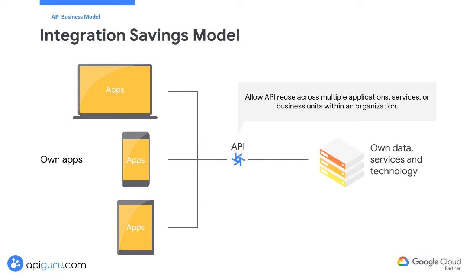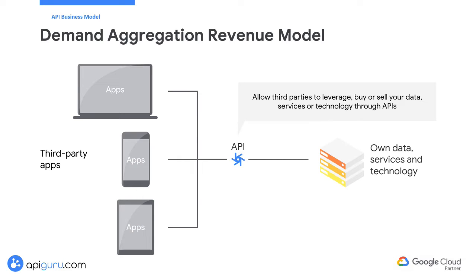Let's move on to the demand aggregation revenue model. The demand aggregation revenue model makes core data and services accessible through APIs. This approach attracts third parties to leverage, purchase, or sell your services. They can bring your offerings to market as white label solutions or embedded within their channels. As a result, you can expand into adjacent industries, reach new customer segments, and grow sales.